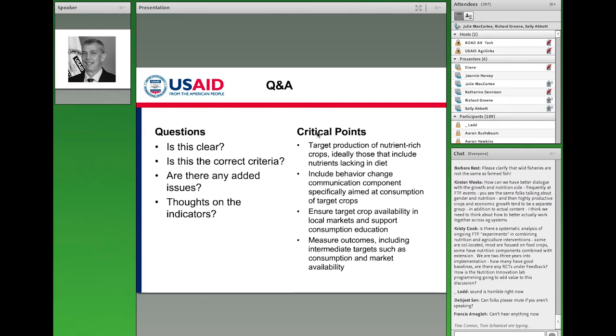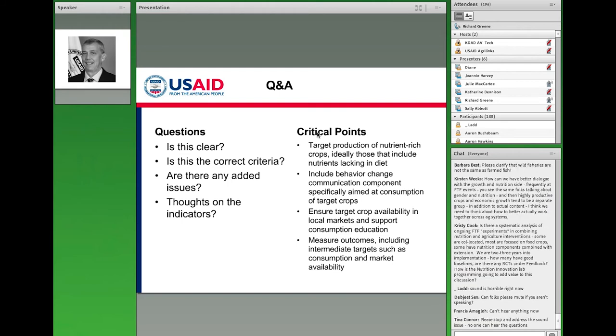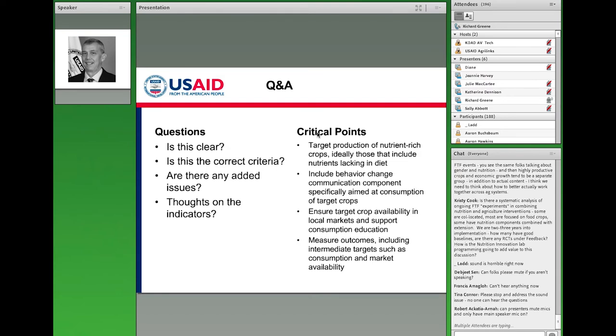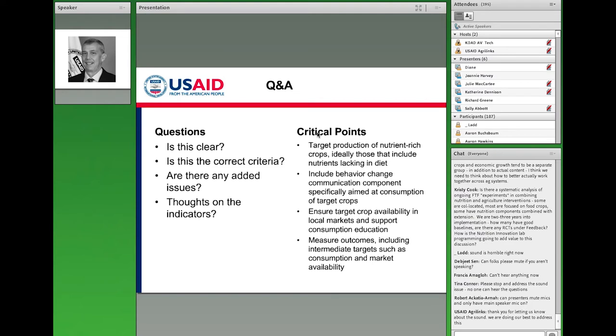Thanks for the question. We recognize that most of our programs are anywhere from just beginning this year to 2, 3, 4 years old. So this is a proposal to move ahead, and we really want to see how quickly we can implement these critical points if they prove to be the right ones. Now, this is not going to be the only criteria in the end that we use to look at nutrition-sensitive agriculture, but it's going to be a major one, and so we're interested: are these actions important ones? Are these actions we should be promoting?